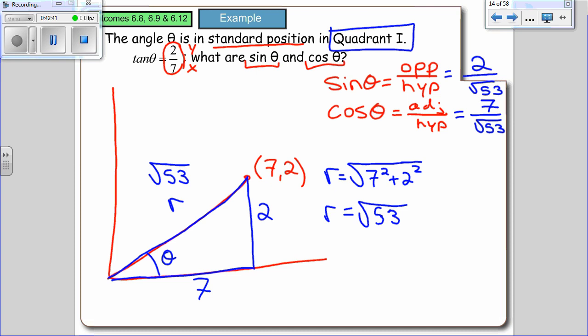When you do that, that turns the sine ratio into 2 root 53 over 53. And it turns the cos ratio into 7 root 53 over 53. Those would be your final answers. If that's a test, a written question, you probably get half mark if you left it too. You get the other half mark by rationalizing. That's probably about what you'd lose for not rationalizing. Half mark.